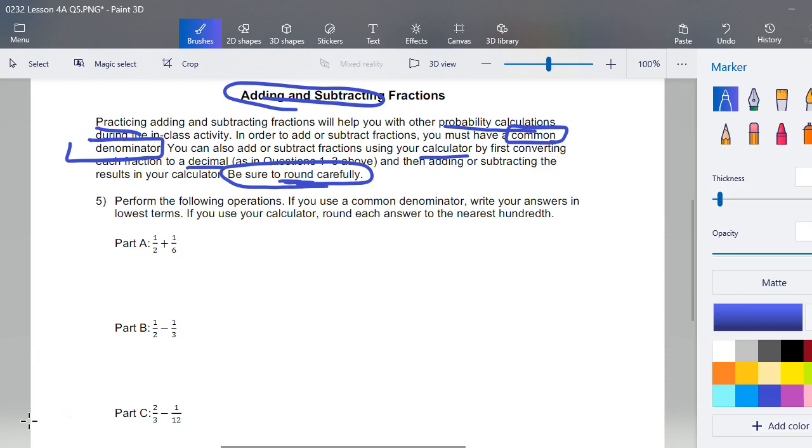This says perform the following operations. If you do use a common denominator, write your answer in lower terms. If you use a calculator, round them to the nearest hundredth. On these, I'm going to go ahead and focus. I say that I am because it's getting to be a longer lesson than what I intended. Let's see how it goes.